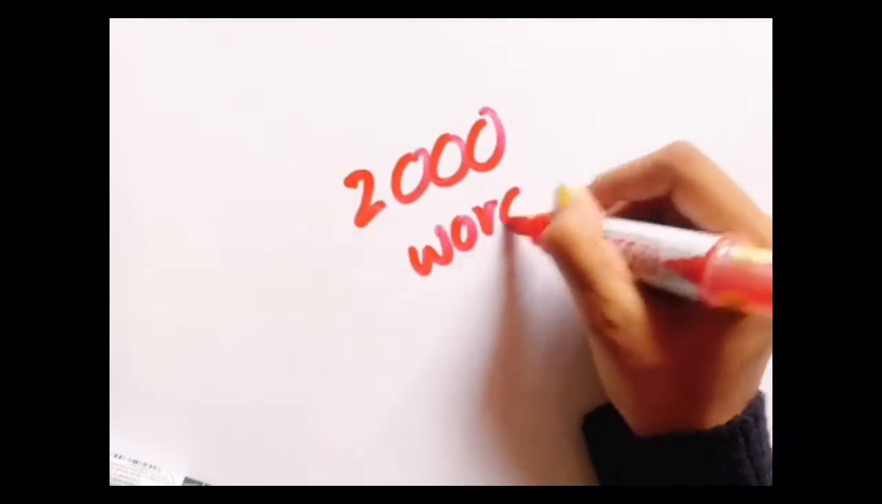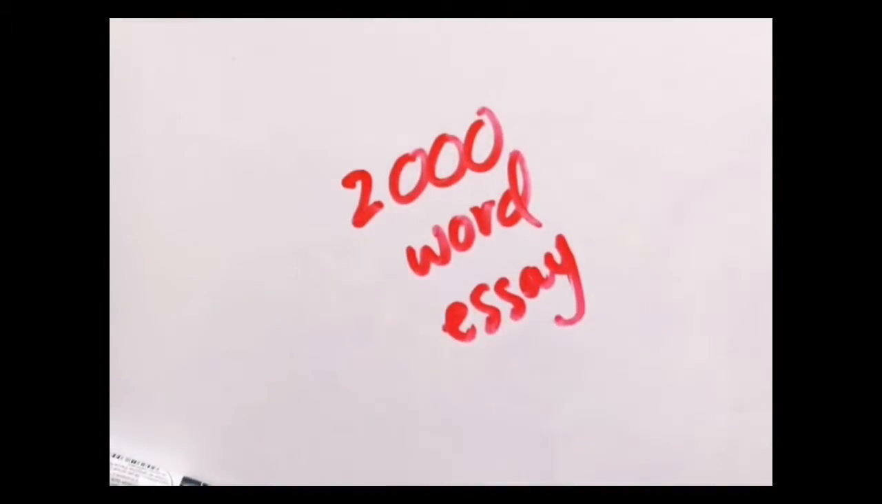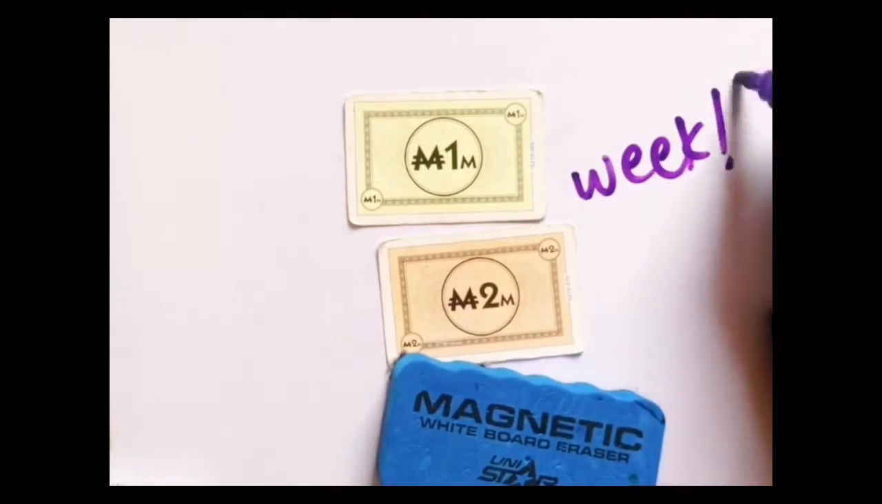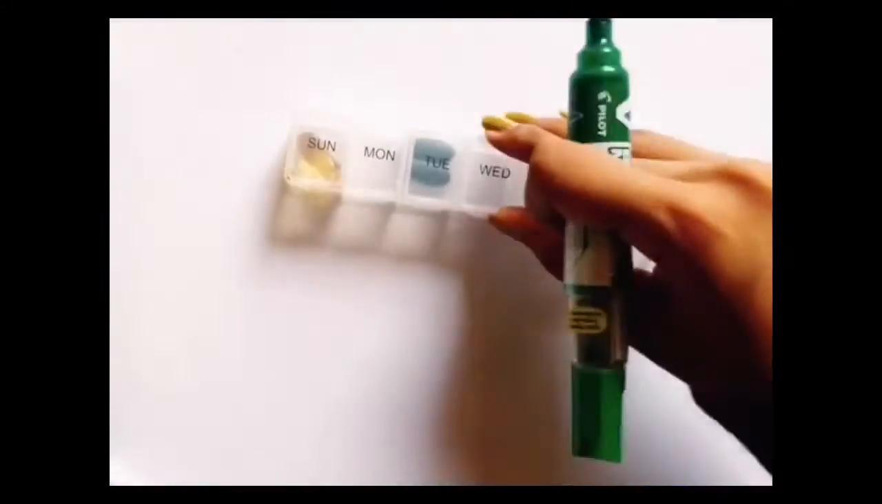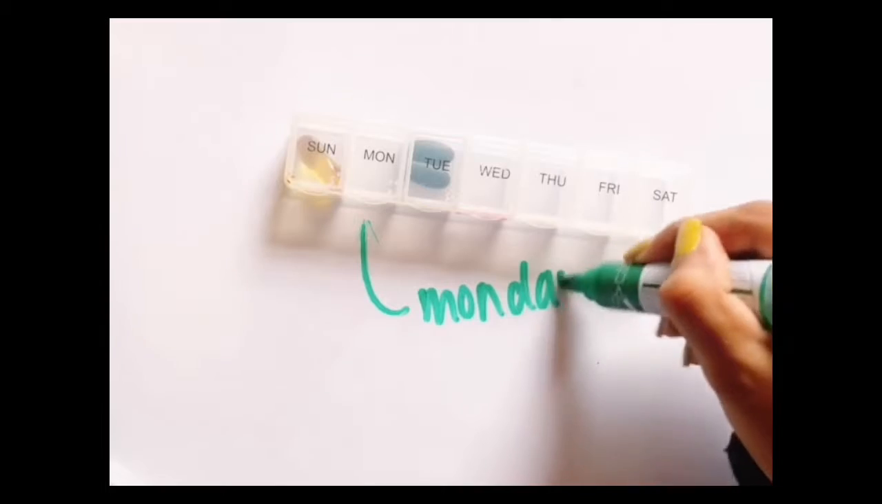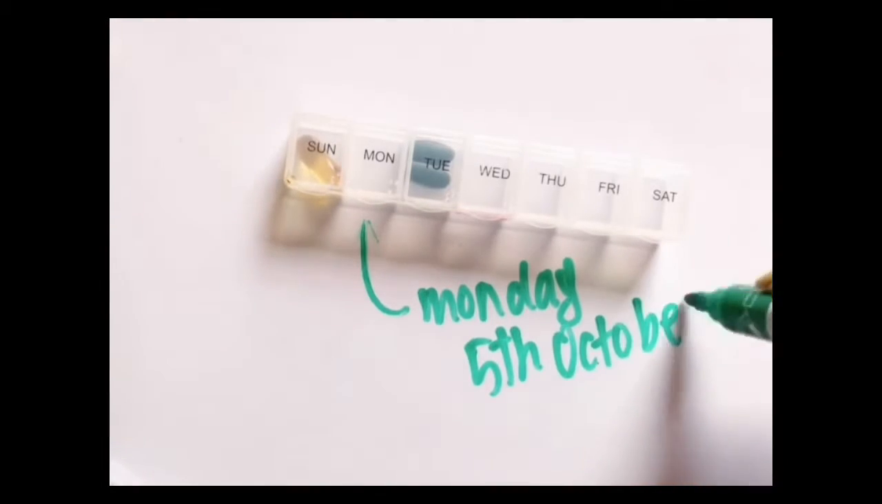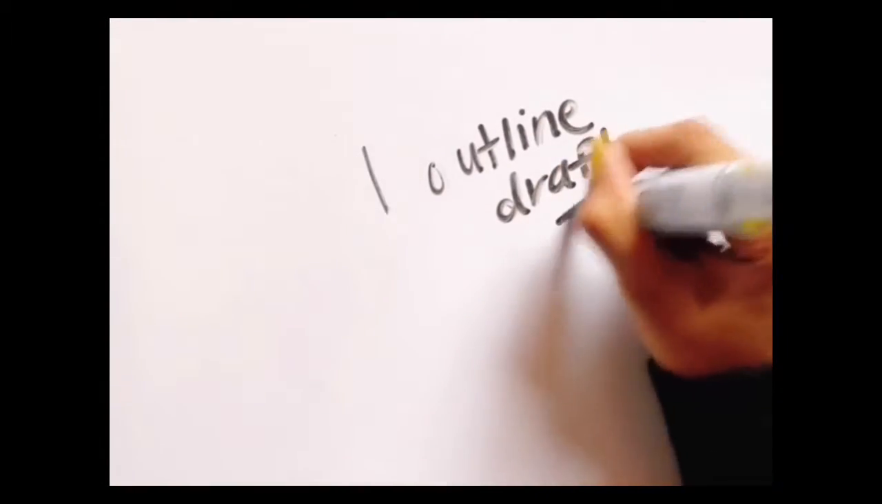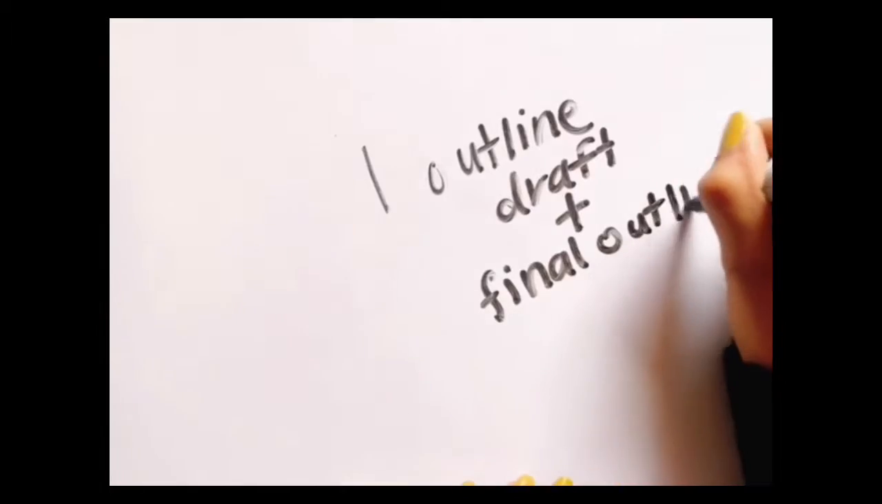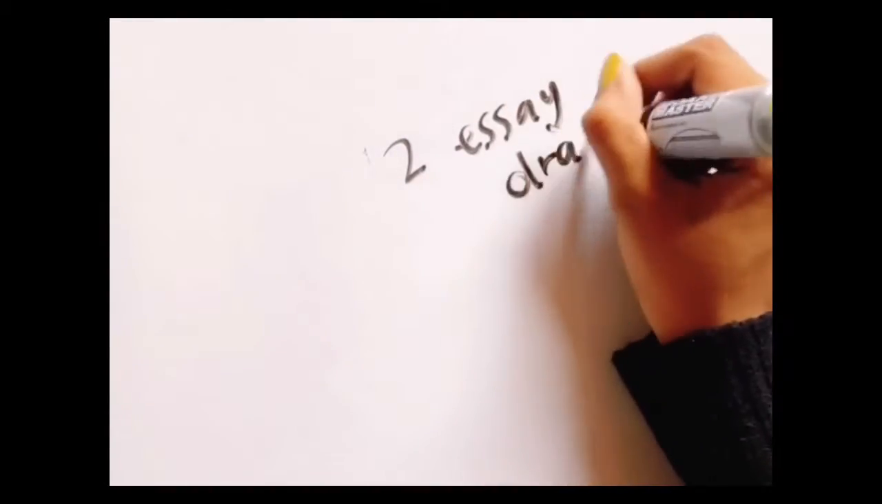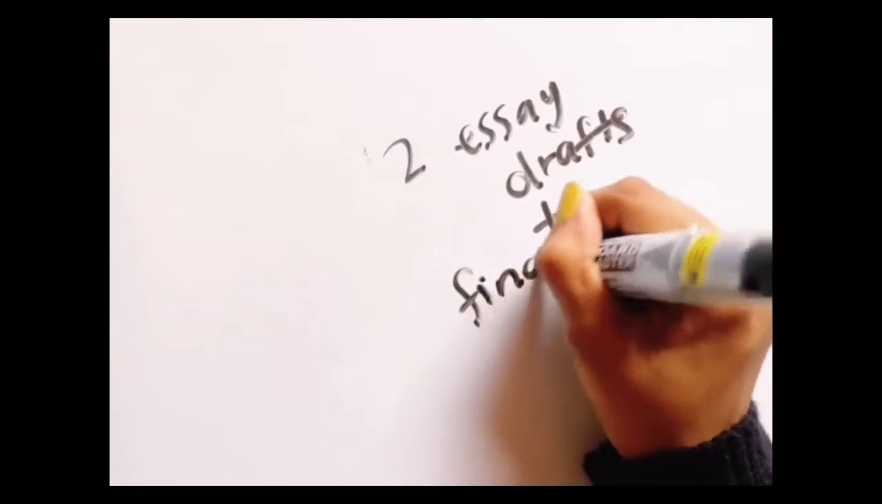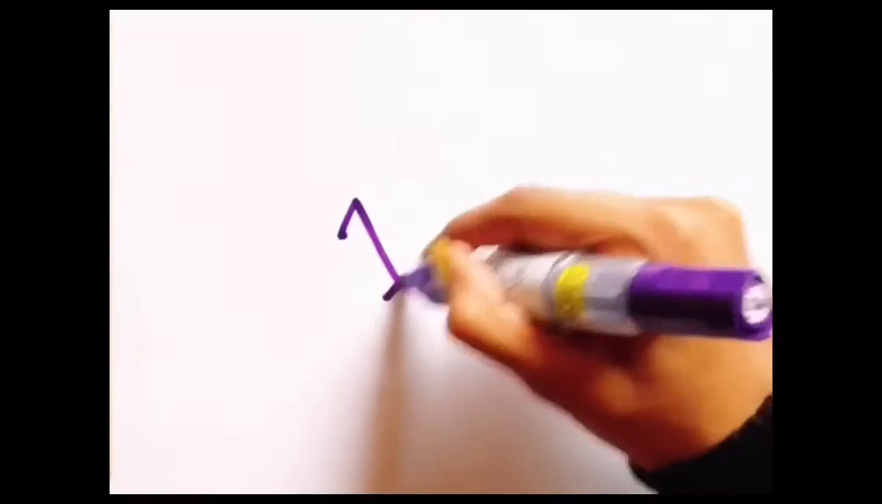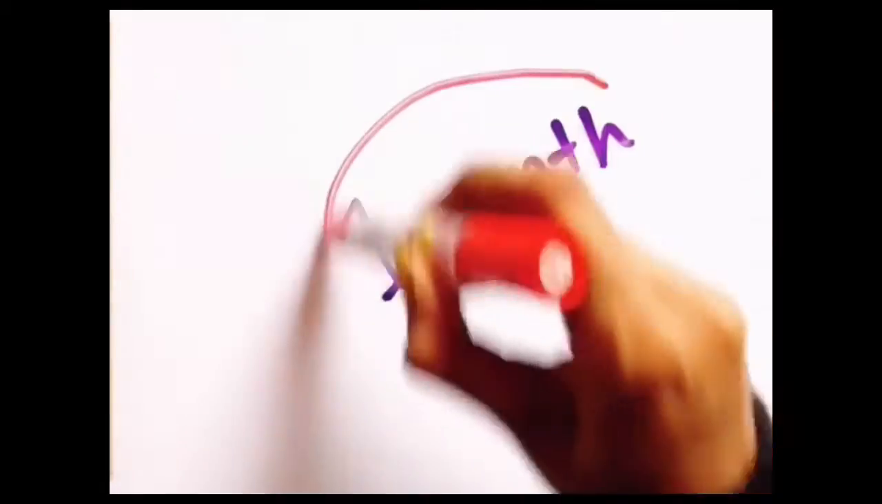So basically, I was expected to write a 2,000-word essay by the beginning of the 12th week, and the final submission of the essay was on Monday, October 5th. But before that, we had to do multiple submissions of the essay as well as the outline, which included one outline draft before the actual outline submission, so 2 submissions for the outline, as well as 2 drafts of the essay before the actual submission, so 3 submissions of the essay. And the whole process took approximately a month.